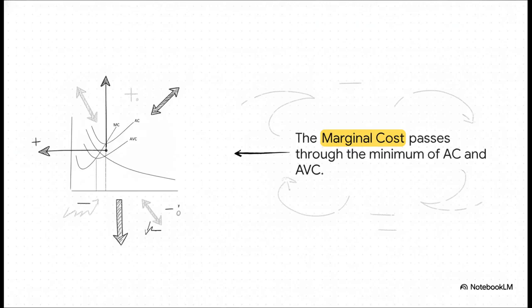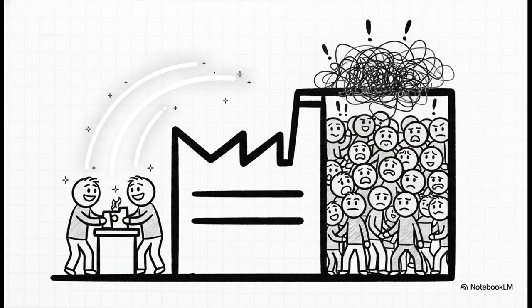Think about it like a GPA in school. When the cost of the next unit is less than your average, it pulls the whole average down. But the second the cost of that next unit is higher than the average, it pulls the average right back up. But let's be clear, this U-shape isn't just some random math trick on a graph.